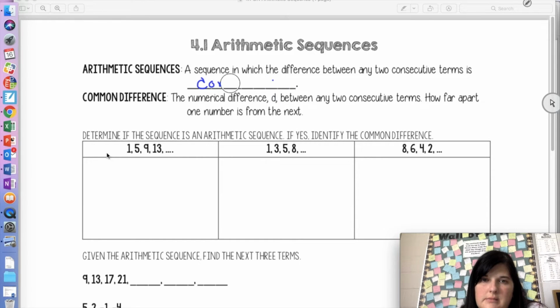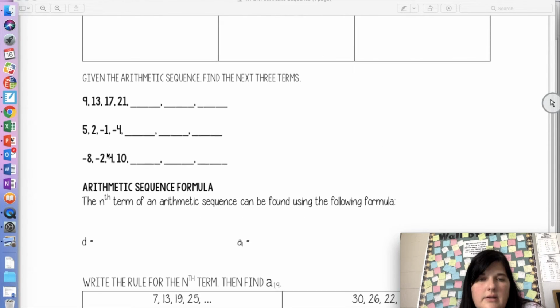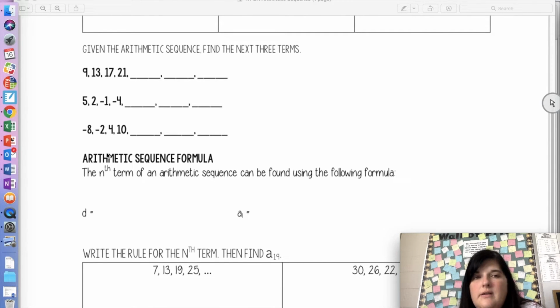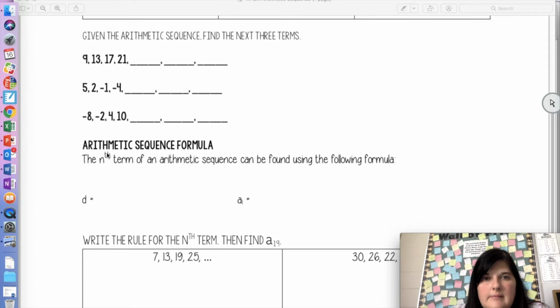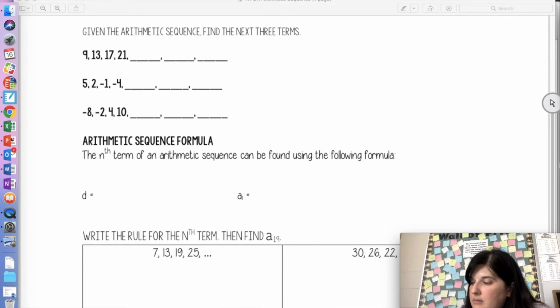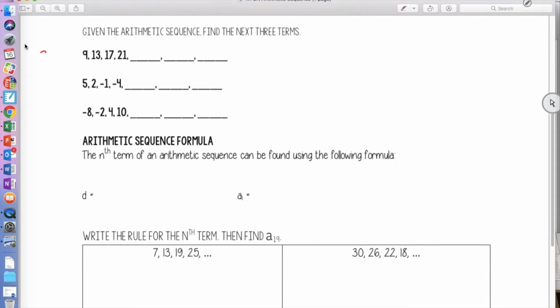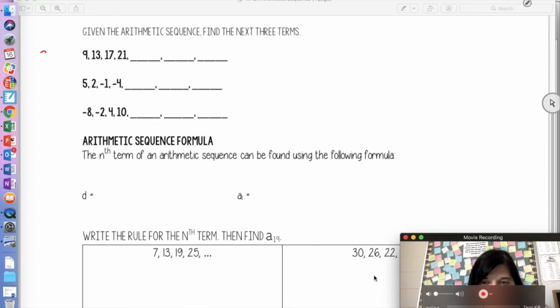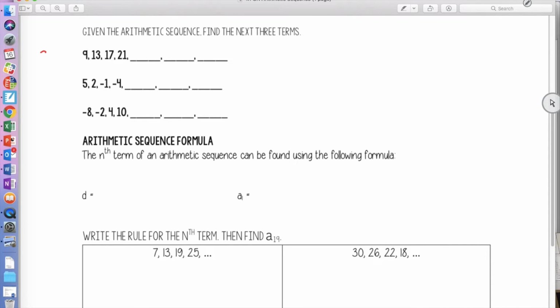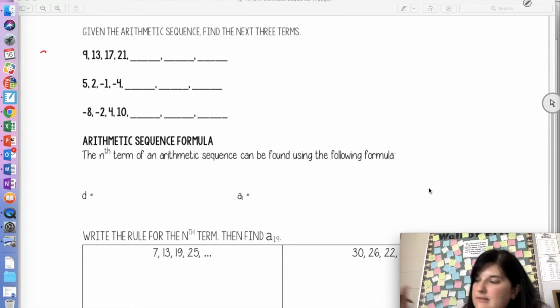So that's the easy part, just developing the pattern and finding the common difference. And then if you're given an actual sequence, they want you to find the next 3 terms for this one. So again, you're just identifying your common difference. On the side here, I'm going to write D equals for each one so that I know what the common difference is for each of the patterns.